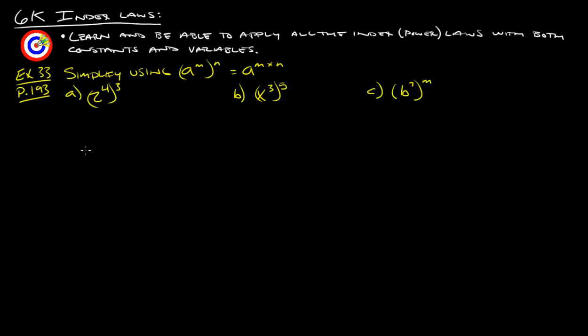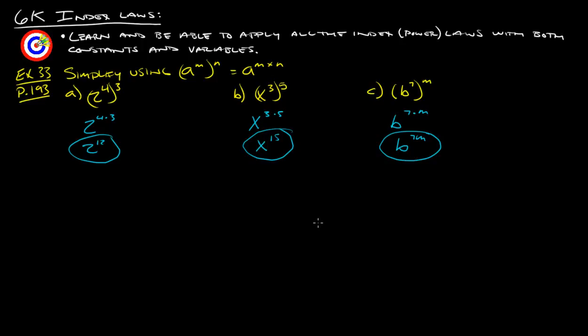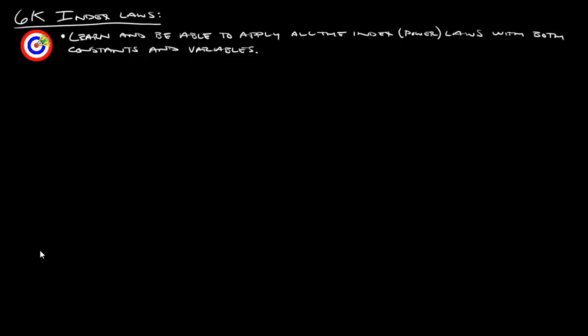Example 33 from page 193. Okay? Now we're going to multiply these exponents. When you have what's called a power raised to a power, you multiply the exponents. So this is 2 to the 4 times 3, which is 2 to the 12th. X to the 3 times 5, which is x to the 15th. And this is b to the 7 times m. And again, you can't really simplify that. It might look a little nicer to just write b to the 7m without the little multiplication sign in between. All right? Okay. Next set of examples.